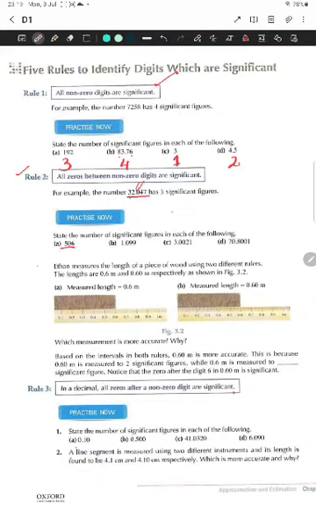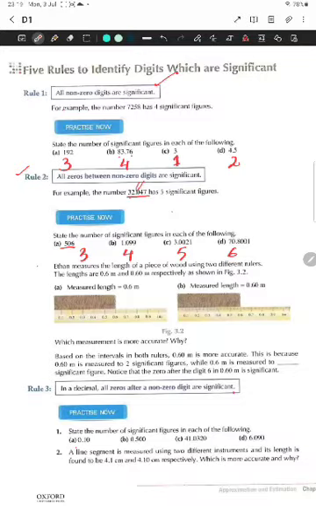The number of significant figures in this will be 1, 2 and 3. The zero will also be counted: 1, 2, 3, 4 and 5. And now in this one, the zeros which are in between the non-zero digits will be counted: 1, 2, 3, 4, 5, 6. So the number of significant figures will be 6.